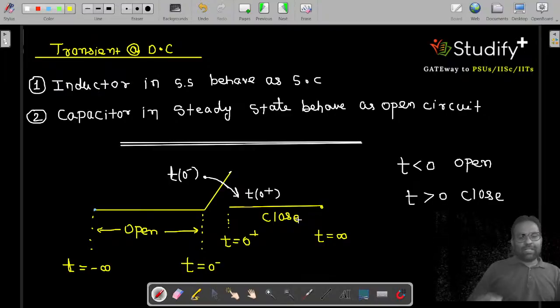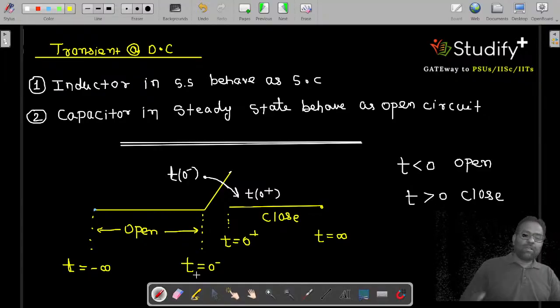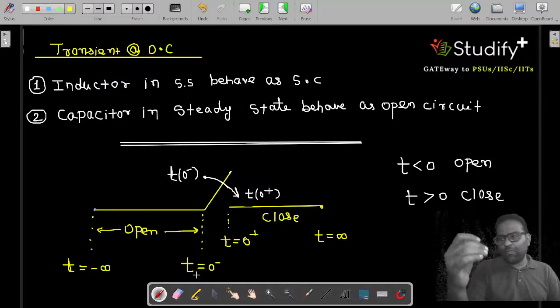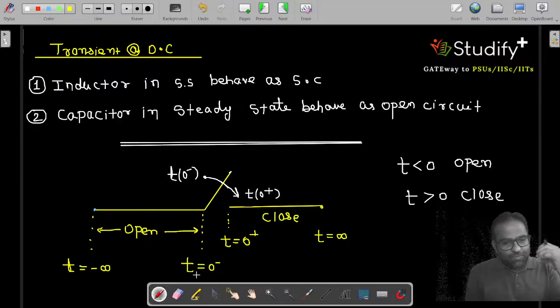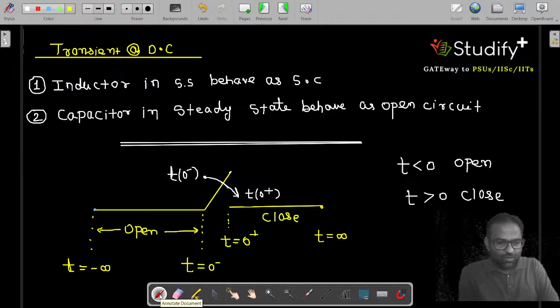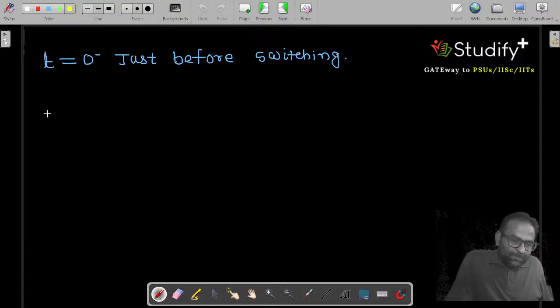So when you look at the circuit, can I say t equal to 0 minus is the steady state point when the switch is open, and t equal to infinity is another steady state point when the switch is closed? These two points, t equal to 0 minus and t equal to 0 plus, have great significance because the solution of the differential equation is valid only for t greater than or equal to 0. That's why we copy the energy of the elements from 0 minus to 0 plus. Correct?